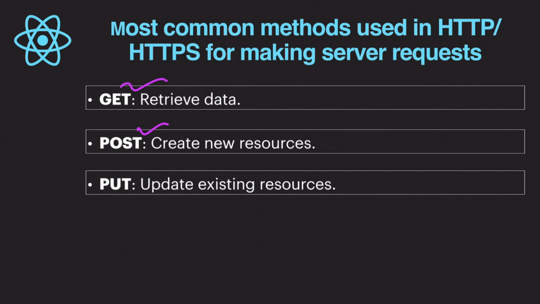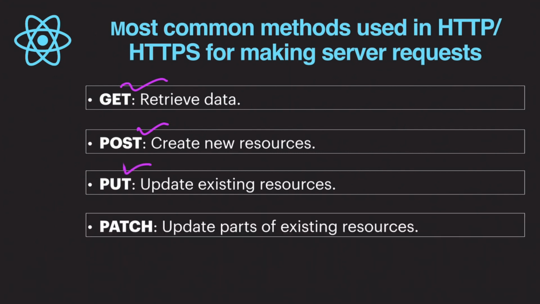Another one is the put. So put is actually used to update an existing resource. Suppose you want to update any existing record, so we mostly use the put. And another one is the patch. Patch is also used to update part of an existing resource. Suppose you want to update any part of the existing resource, so we will use the patch. In the patch we don't update the whole resource, we actually update part of the existing resource.